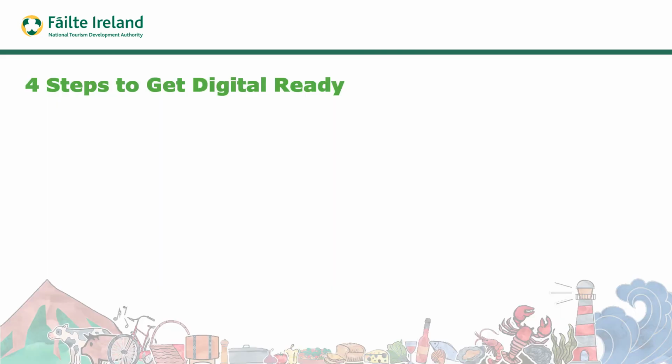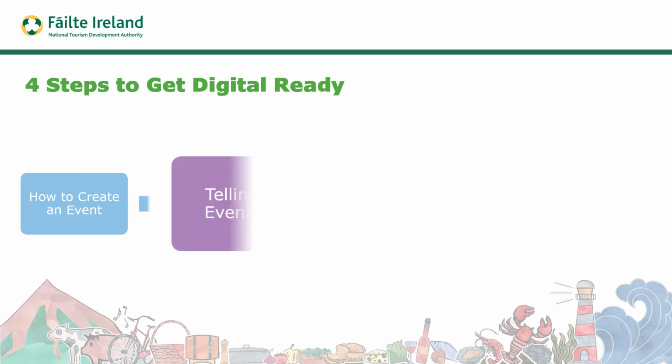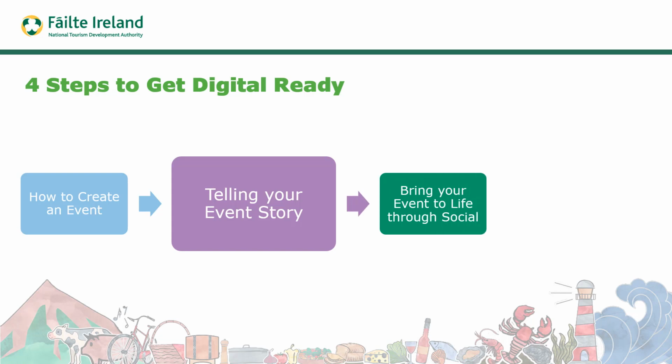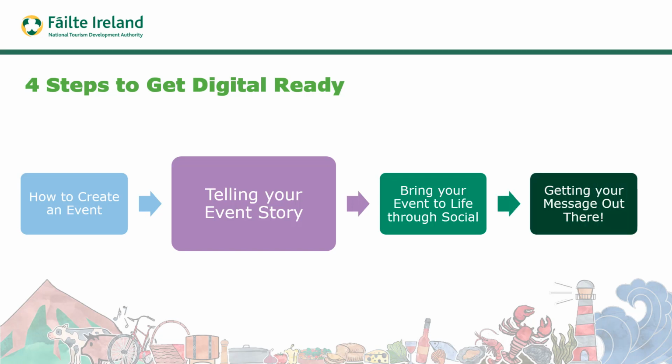This is the second video in a 4-part video series about getting you digital ready for Tasty Island. In the first video, we talked about creating an event. Now we're talking about the type of content you should create. Then we'll talk about bringing your event to life through social, as in creating all that content that's relevant for social media. And then we'll talk about getting your message out there, so distributing all that content through social media channels, but some of that may end up in your website or through emails when you're sending out to your list.